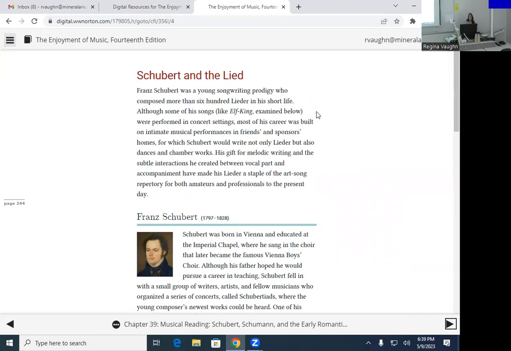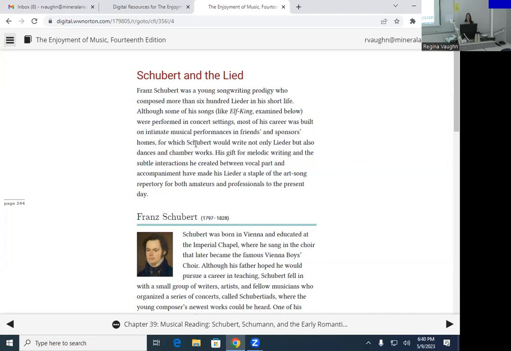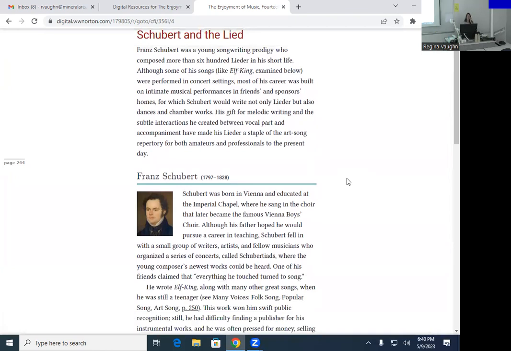Franz Schubert was a songwriting prodigy. He's the one that wrote more than 600 lieder in a pretty short life. His songs were often performed in concert settings, but most of his career was built on intimate musical performances in friends' and sponsors' homes, or salons, as they were called, for which Schubert would write not only lieder, but dances and chamber works.